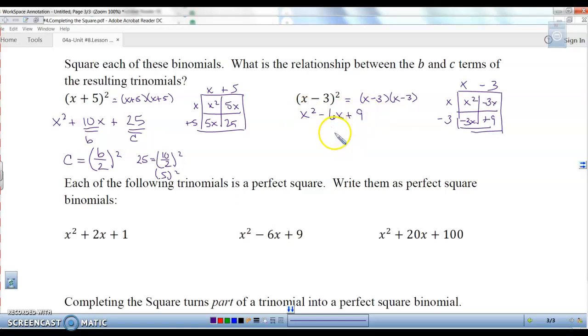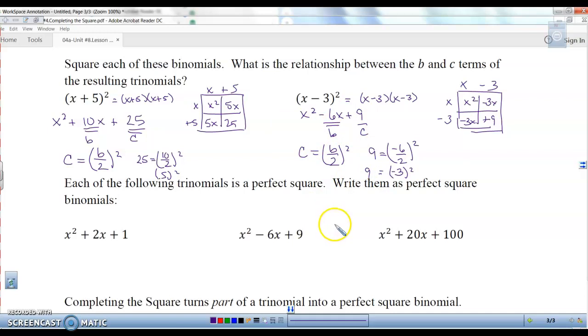Again, let's look at the relationship between the b and the c. This is the b, and this is the c. Is the c equal to half the b, squared? Let's see if it is. C is 9. Half of the b would be negative 6 divided by 2, squared. Negative 6 divided by 2 is negative 3, and negative 3 squared. Does that equal 9? Yes, it does. So that's the relationship.